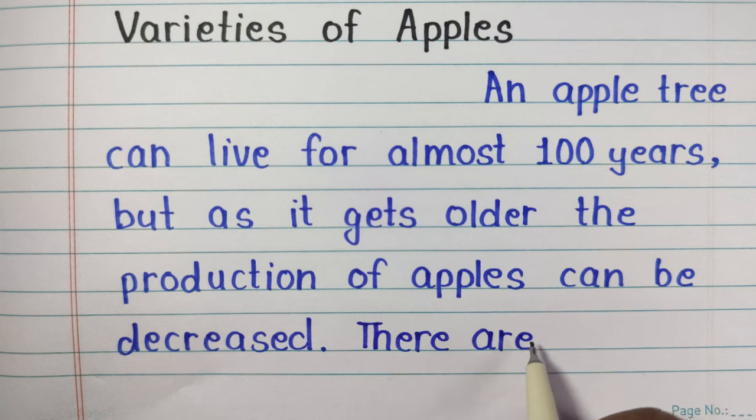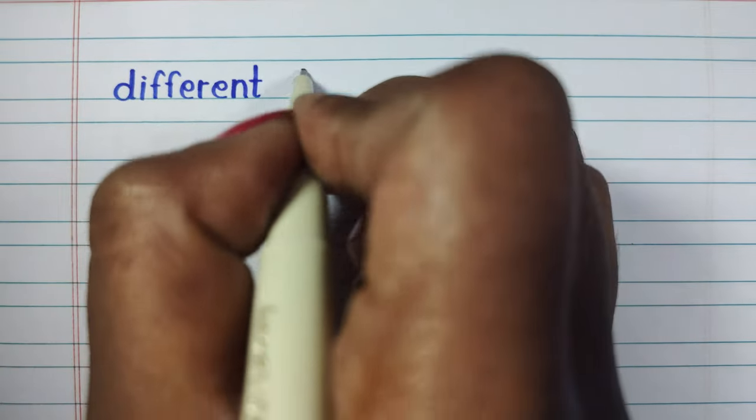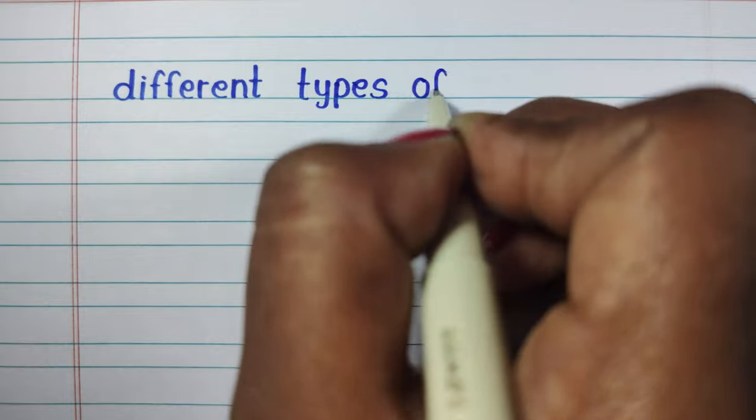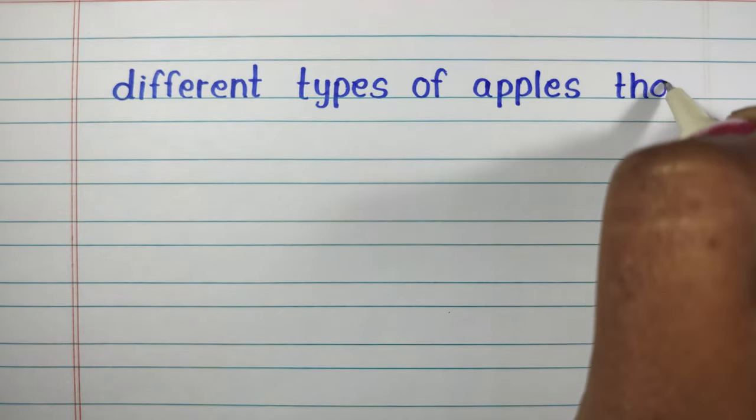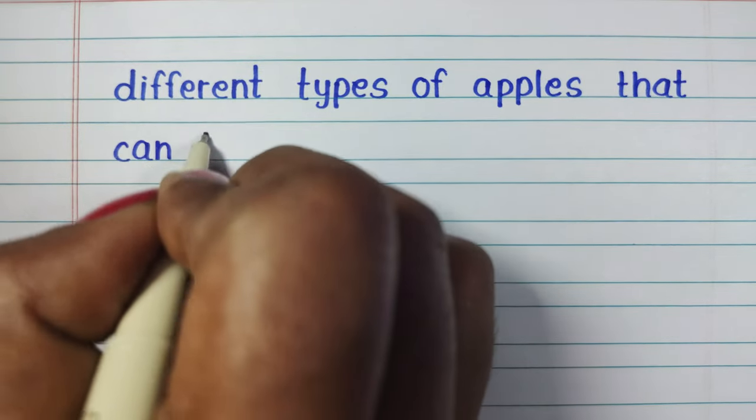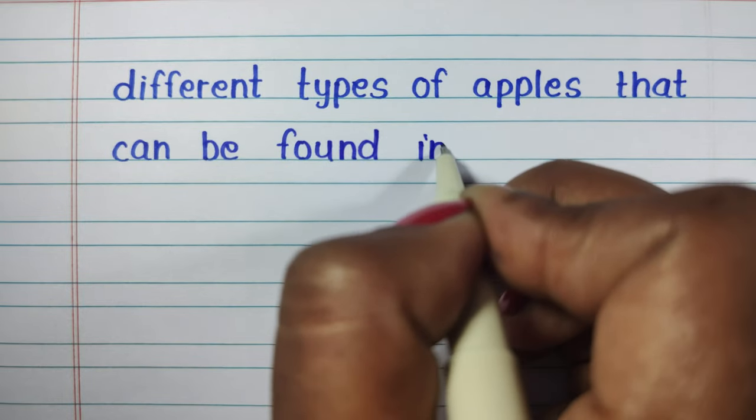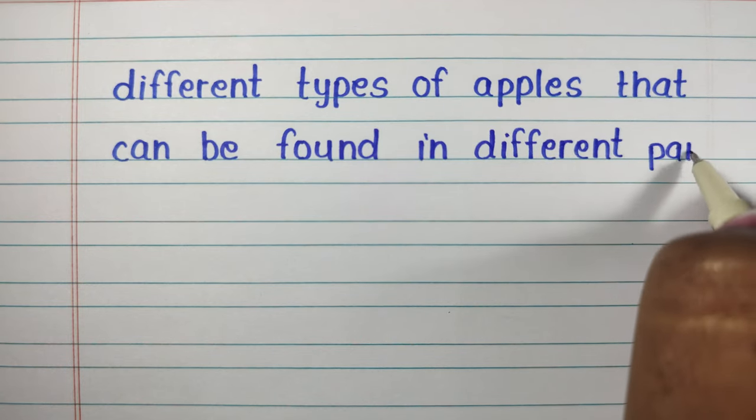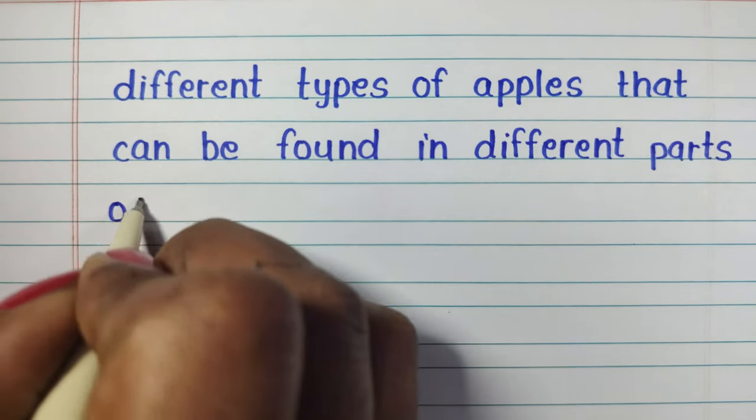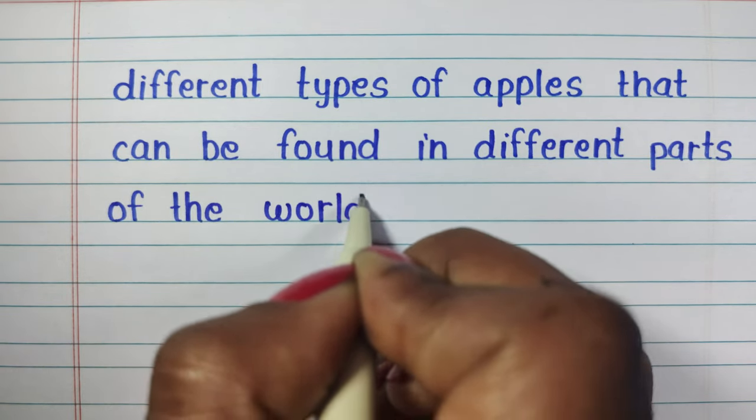There are 7,500 different types of apples that can be found in different parts of the world.